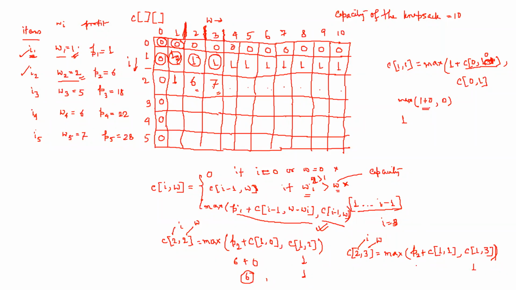And what is P2? P2 equals 6 plus C11. What is C11? C11 is this, so this value is 1. So we have 7 and another value 1. Among them, which one is maximum? The maximum is 7, so the value of this cell will be 7.